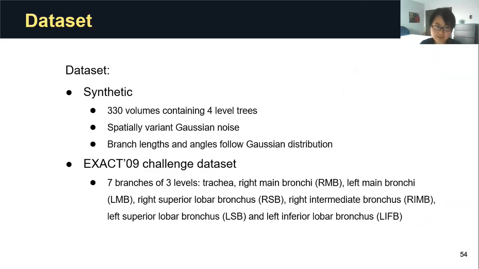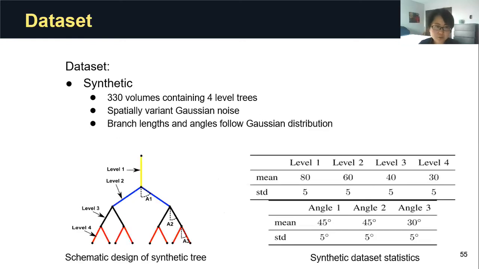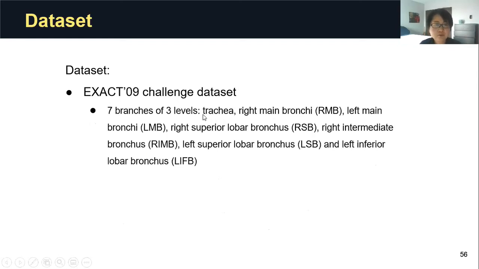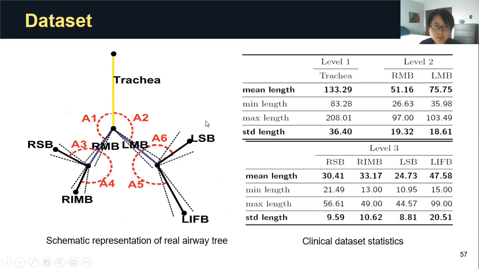And we worked on two kinds of datasets. One is synthetic, which comprises 330 volumes containing 4 levels of trees. The other one is the Exact09 challenge dataset of 7 branches of 3 levels. Here we can clearly see the statistics of the tree. We extracted the mean and standard deviation of the length of the tree, as well as the mean and standard deviation of the angle of the tree, and we encode that. For the clinical dataset, we also extracted the mean and standard deviation of the length, as well as the angles of the trees.